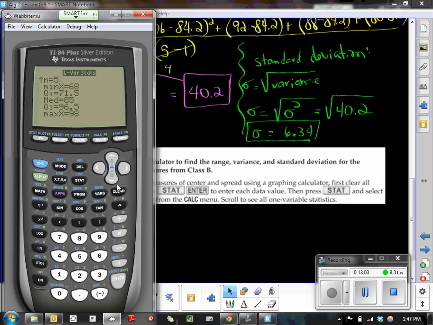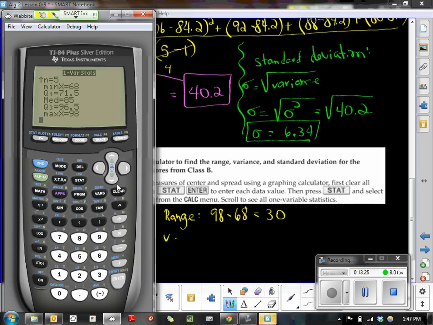So we're going to start running some of our calculations here. Let's go ahead for this Class B. Let's start with the range. Now we can get it from our calculator. We know that the max is 98 and the min is 68. So the spread in the data according to the range is 30 percentage points.